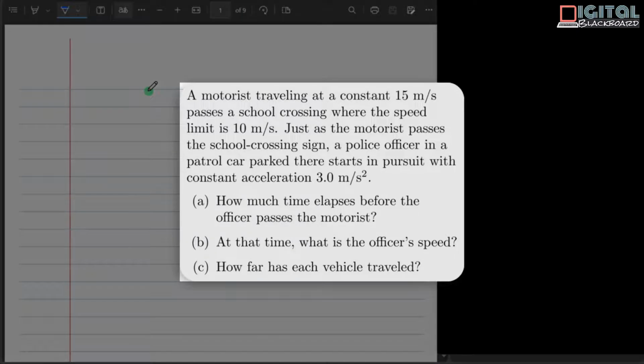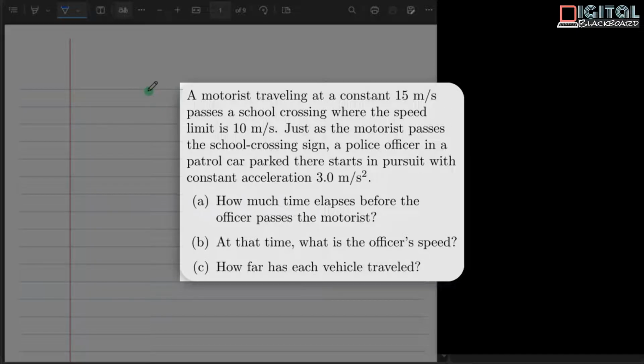A motorist traveling at a constant 50 meters per second passes a school crossing where the speed limit is 10 meters per second. Just as the motorist passes the school crossing sign, a police officer in a patrol car parked there starts in pursuit with a constant acceleration of 3 meters per second squared. There are 3 parts to this question.